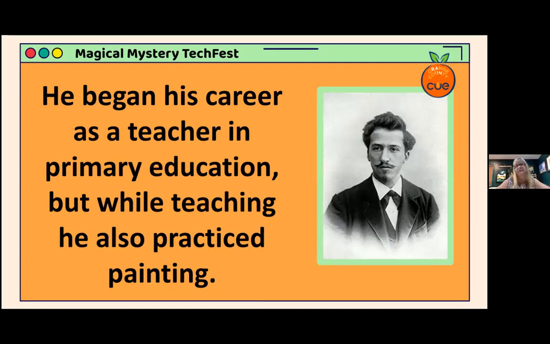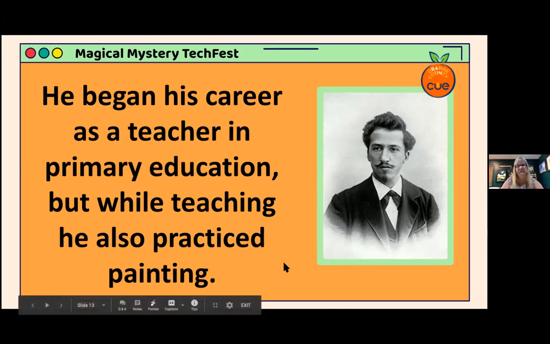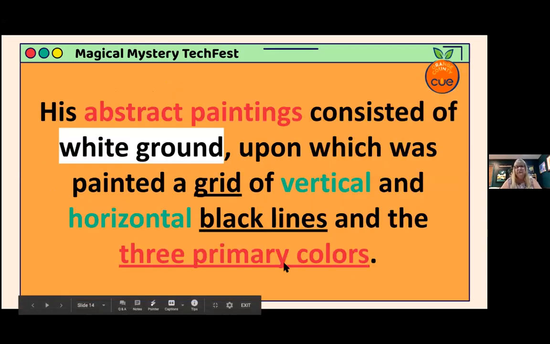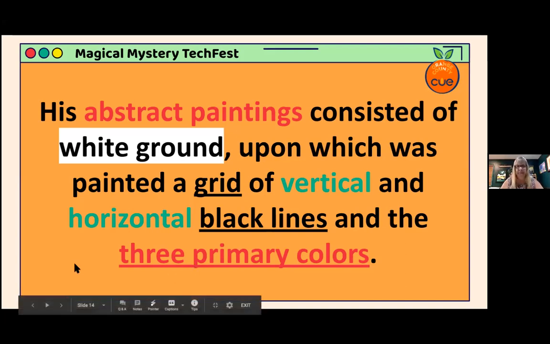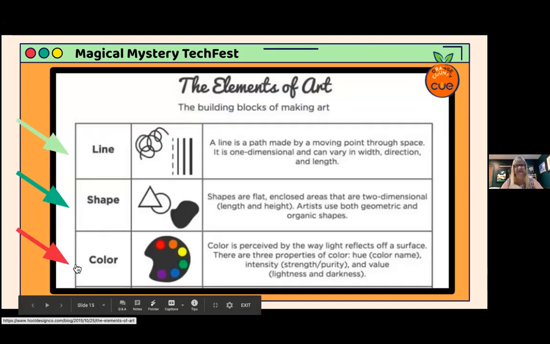That's what I do. So I'm like, wow, we're very similar that way. So his paintings are abstract, and what they are based on is a white background. And then he had a grid of vertical and horizontal black lines, and then he filled them randomly with the 3 primary colors. So maybe you're getting an idea, even if you didn't know this was his name, of what this is.